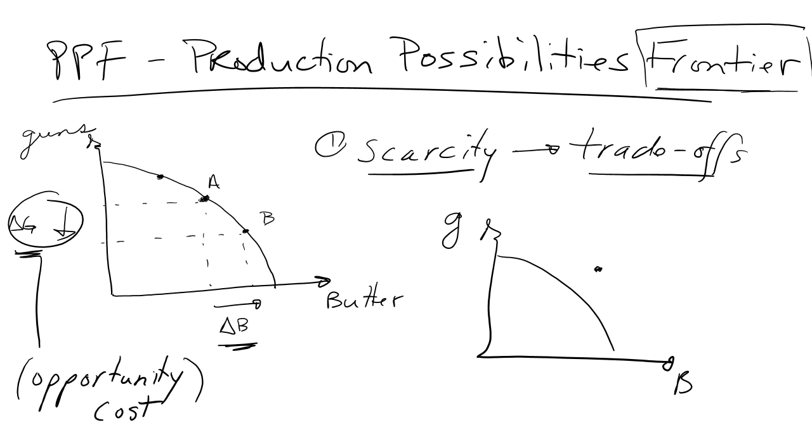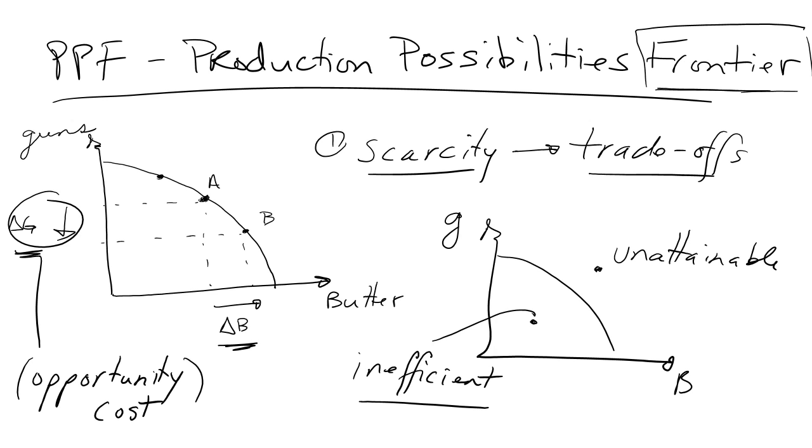So, points out here, we are going to refer to as unattainable. And points inside, we are going to refer to as inefficient. Inefficient in the sense that we have some resources that we're obviously not using well. So, you got three basic regions.